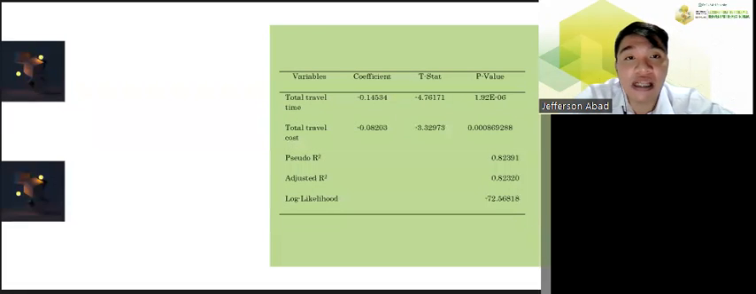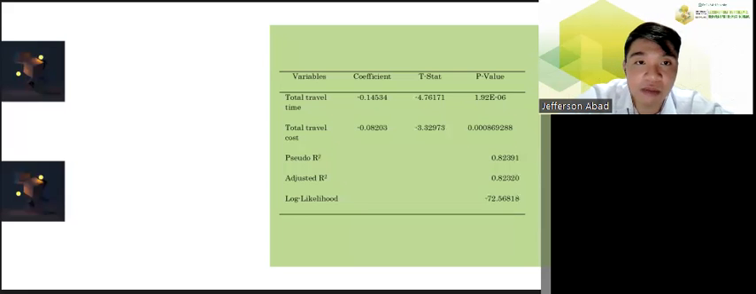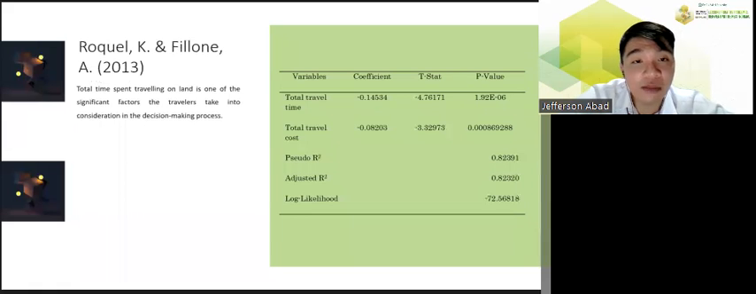So as shown on the table, the time has a negative coefficient, which means that the longer the travel time, whether using any of the modes, the lower the utility. The same observation is made on the cost, also having a negative coefficient, since higher travel cost also corresponds to a lower utility of any travel mode. Same observations were obtained in the mode choice analysis paper of Roquel and Fillone in 2013, where it was found that the total time spent traveling on land is one of the significant factors that travelers take into consideration in the decision-making process.